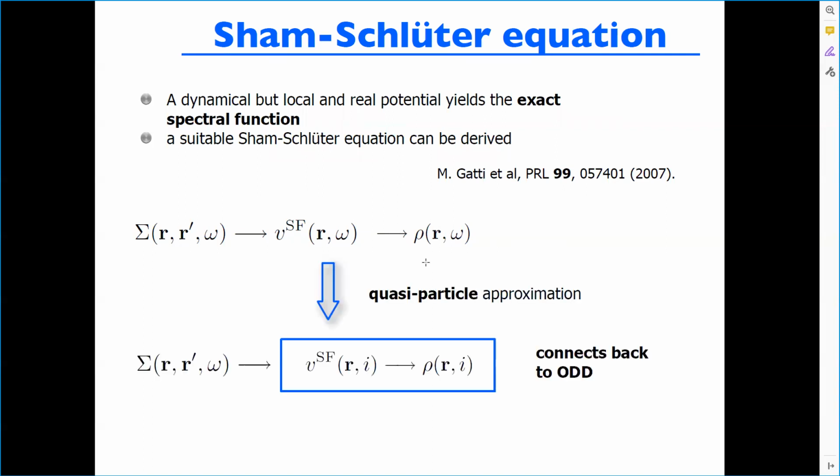And this is a paper I personally like a lot. This paper from Matteo Gatti and Lucia Reining from 2007, where they show and stress the fact that instead of a non-local dynamical potential, you can just work with a local dynamical potential if you want to describe the local spectral density. And then it's immediately clear that if you do a quasi-particle approximation, or if you just focus on the relevant energies, you have potentials that become local and orbital dependent. That is exactly what we get out of the Koopmans theoretical framework.